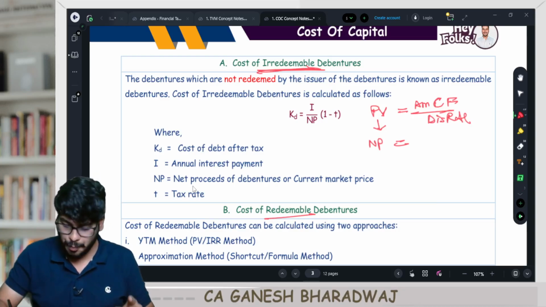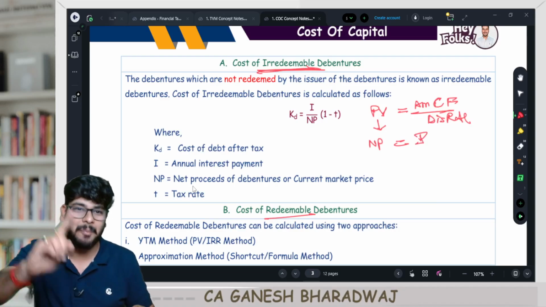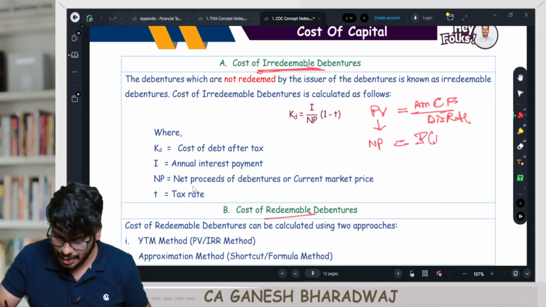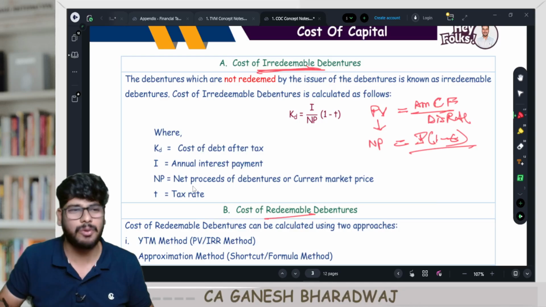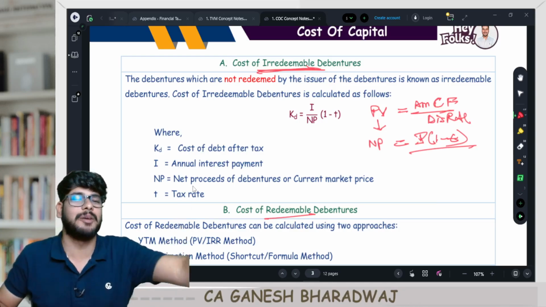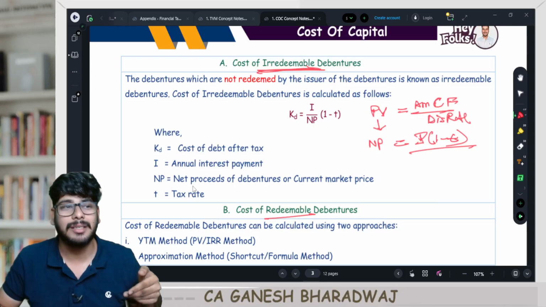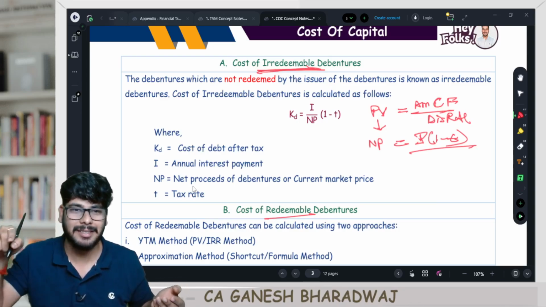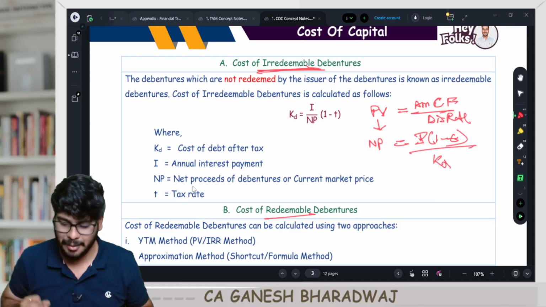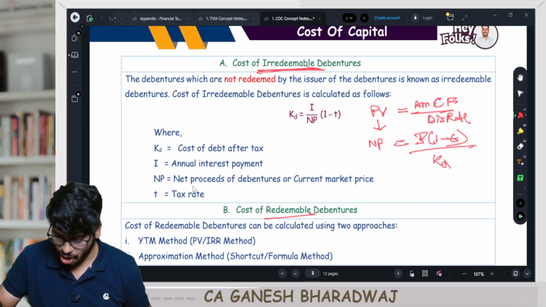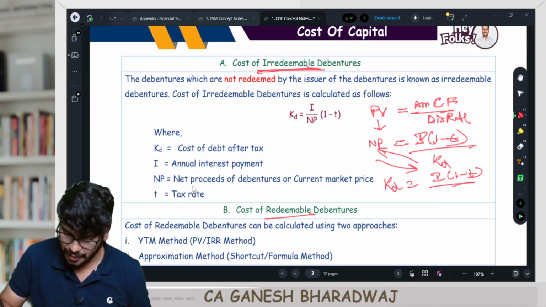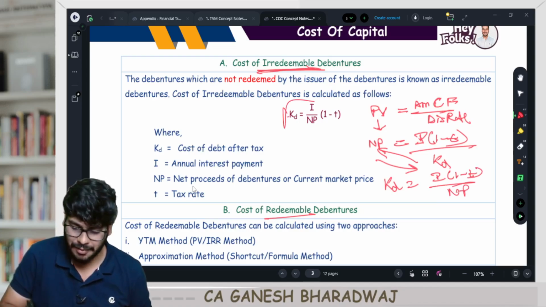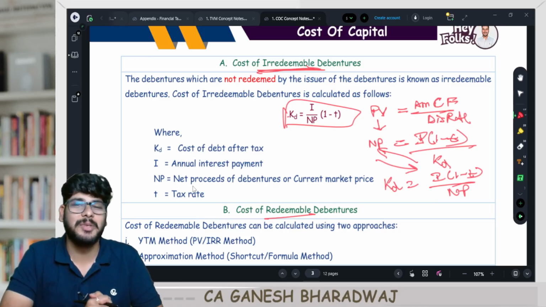Every year, the company needs to pay interest. But wait, parallelly, there's a tax saving. So the net annual cash flow is going to be I into 1 minus T. Correct, guys? Divided by discount rate. What is the discount rate? In case of debenture, the discount rate is called KD. Correct? So can I say this is nothing but divided by KD? Or cross multiply this. Can I say KD is equal to I into 1 minus T divided by net proceeds? That is the formula.